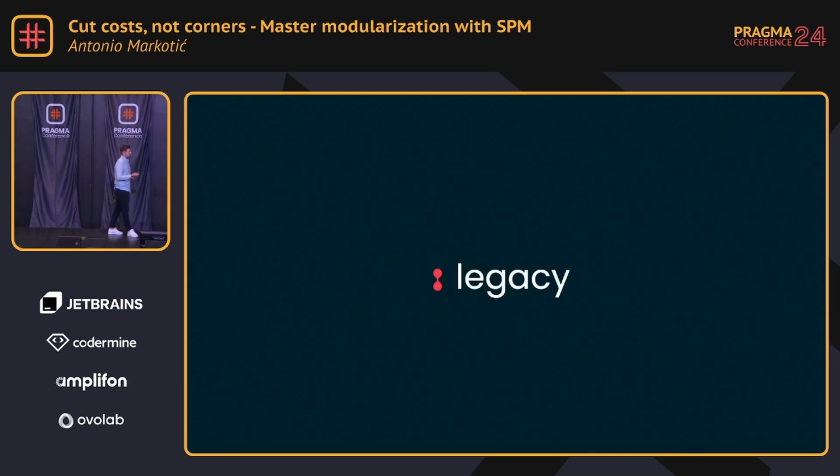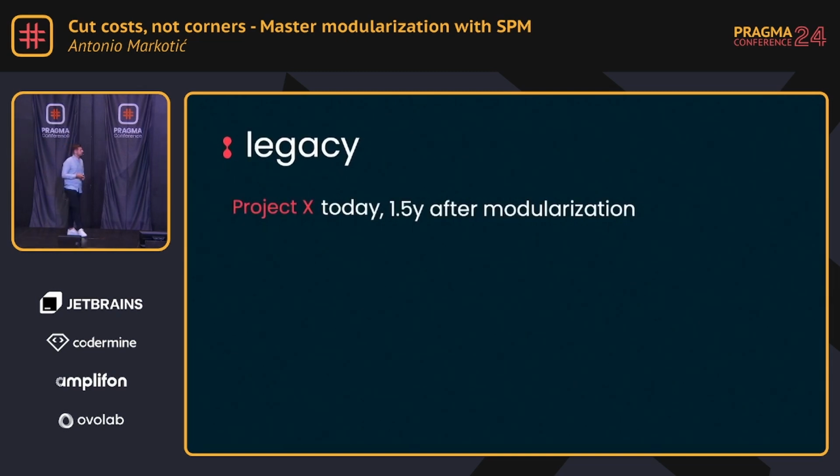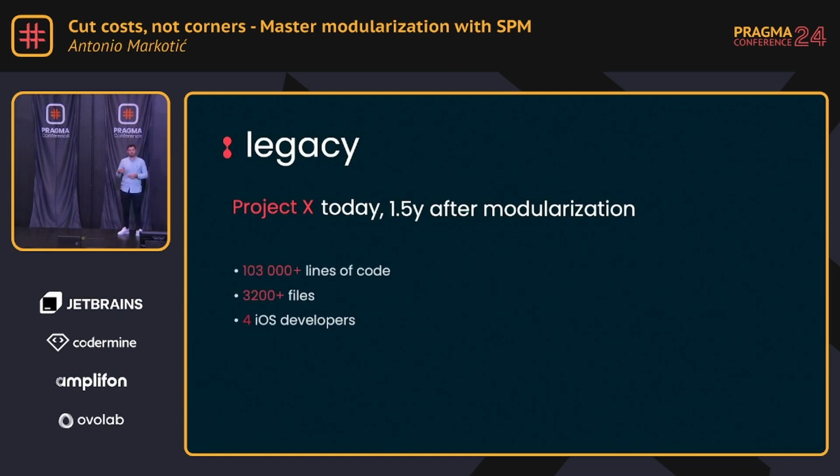The next thing we'll look at is the legacy, the raw numbers, what were the results of our process of modularization. So the client didn't lie to us. Project X, at least the iOS part of the app, 1.5 years after modularization, continued to grow. A lot of new features came out, but they were a lot more scalable, and it was very easy to work on the project, no matter how many developers worked on it.